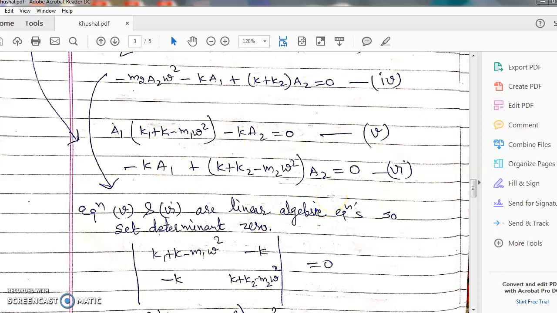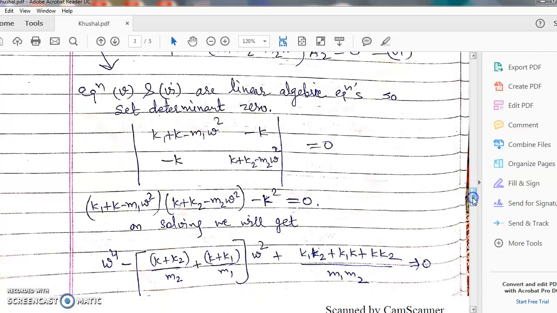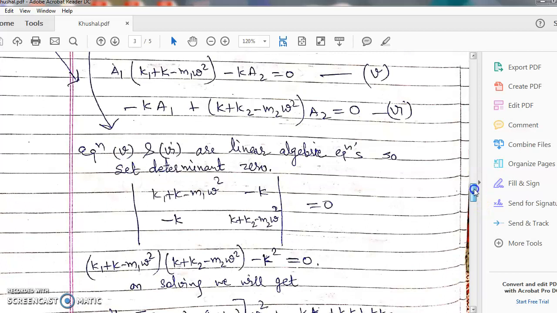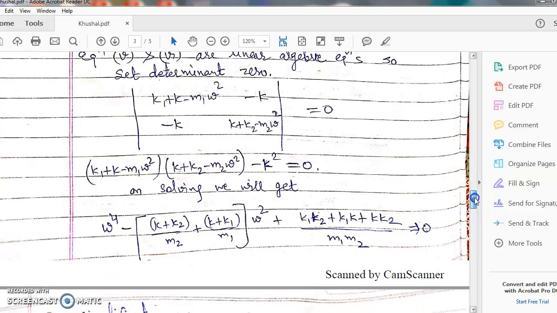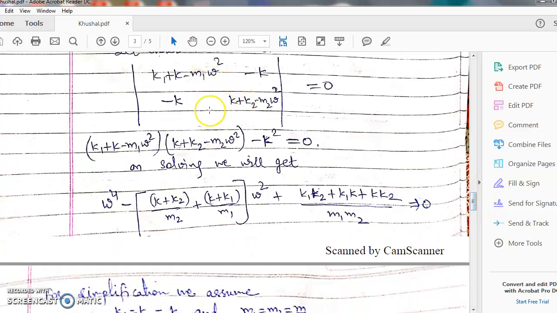Now we can see that equations 5 and 6 are algebraic equations, so we can solve this easily. One way is to set the determinant to 0. So I have set the determinant to 0 here. The a1, a2 matrix equals 0, which means the determinant will be 0. So cross multiplication and then set to 0. On solving we will get this much. Not a heavy equation, but yes, it will be very complex if you solve it.